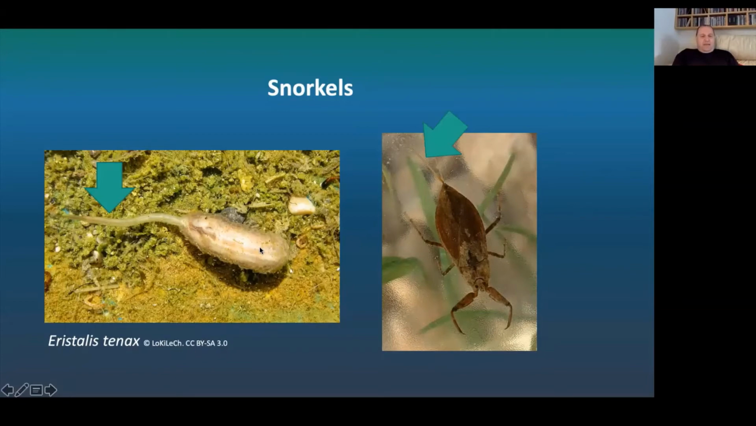This is another thing, unrelated, that does the exact same thing. This is the larva of Eristalis tenax, a hoverfly species, and it's aquatic, and it has this sort of snorkel tail, and for that reason it's often called the rat-tailed maggot. These tend to be found in very, very oxygen-poor water. So if you have rat-tailed maggots in your pond, it's probable that you've got a bit of an oxygen problem.